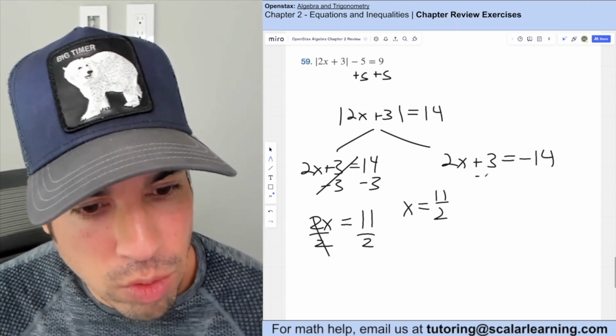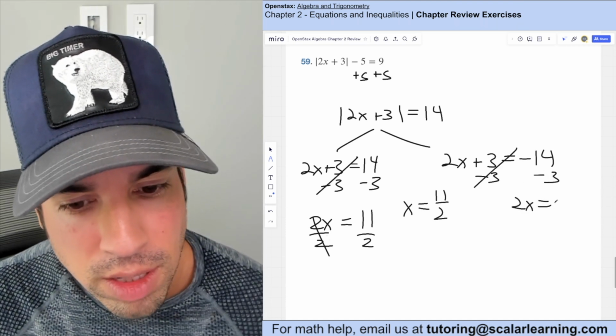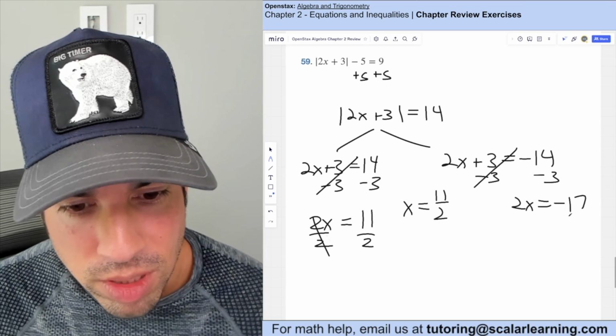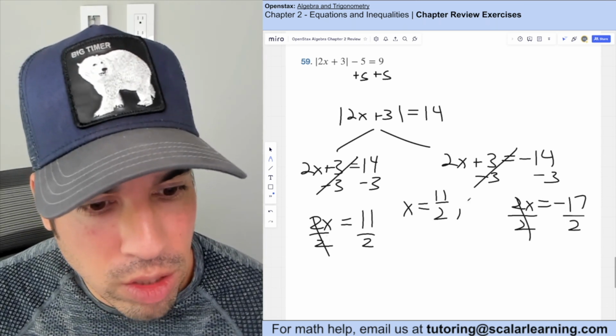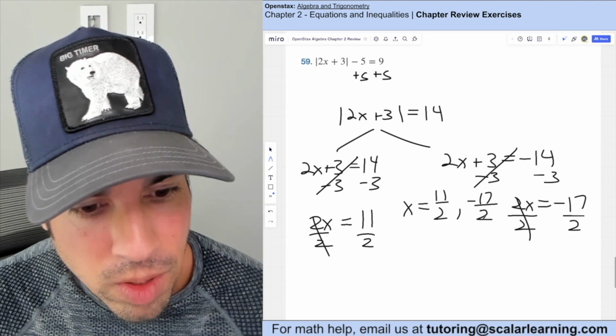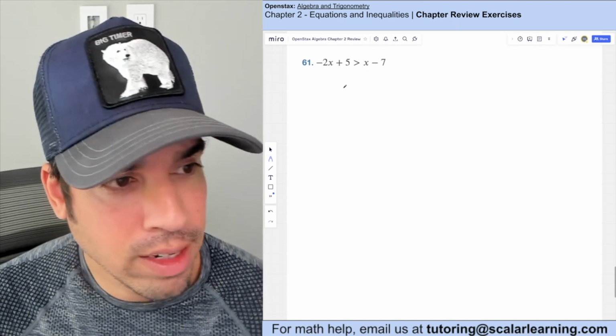So that's one solution. The other one, let's subtract 3 as well. And I get 2x equals negative 17, right? Negative 14 minus 3 is negative 17. Divide by 2, divide by 2. And x also equals negative 17 over 2 for the win. Done. So here we're going to isolate x and solve the inequalities.